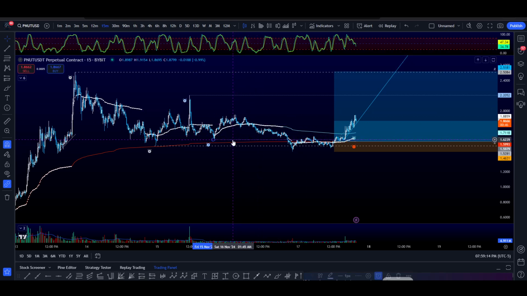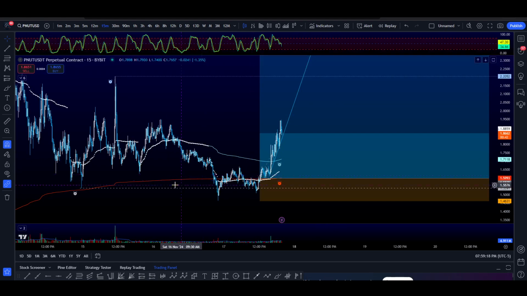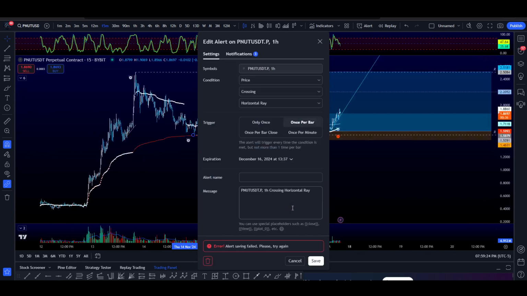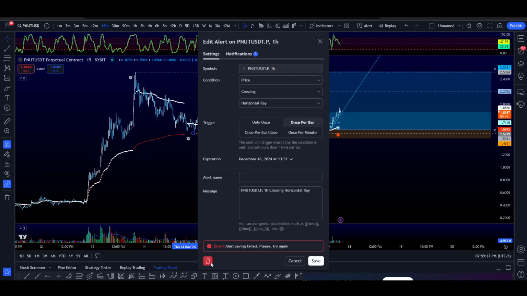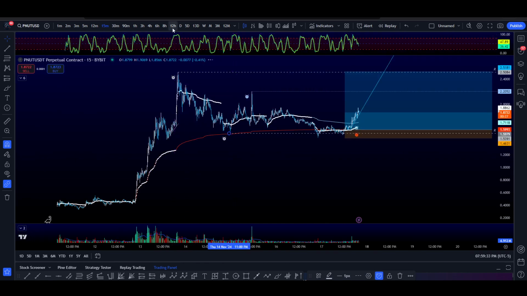So I'm going to go ahead and delete this since we already swept this low. We swept this low too, but I still want my alert on there because I like to be notified if there's possibly another long entry to take. So yeah, PNUT is just very bullish. There's nothing much else really to say. Right now it's looking good.